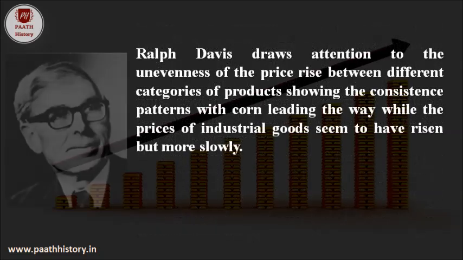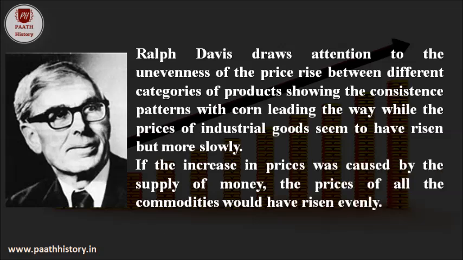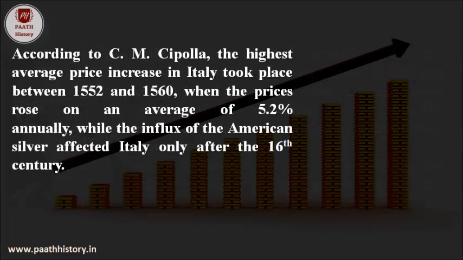Ralph Davis draws attention to the unevenness of the price rise between different categories of products, showing consistent patterns, with corn leading the way while the prices of industrial goods seem to have risen but more slowly. If the increase in prices was caused by the supply of money, the prices of all the commodities would have risen evenly.